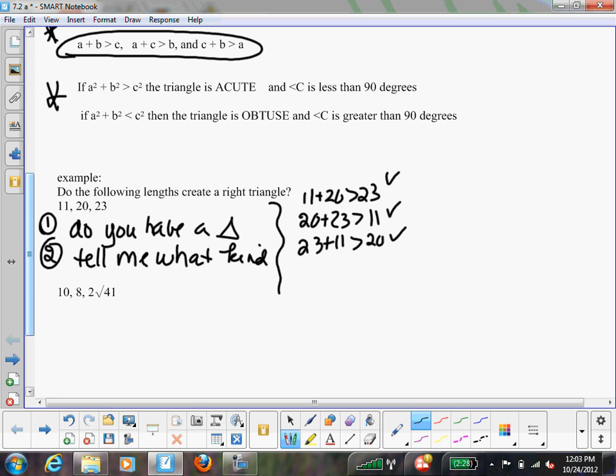All right, then what do we do now to tell me what kind? What would I need to do? Sydney? So we're going to do A squared plus B squared, and we're going to figure out how it compares to C squared. And what do we know C is going to be in this case? C has to be the longest side. So we'll do 11 squared plus 20 squared. How does that compare to 23 squared? Well, you do it. Is it less than or greater than or equal to?